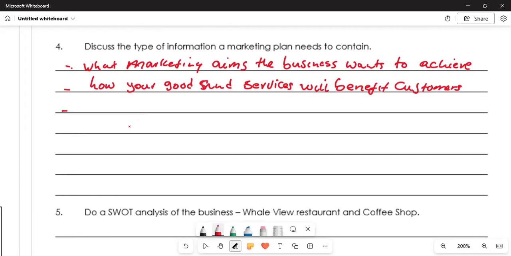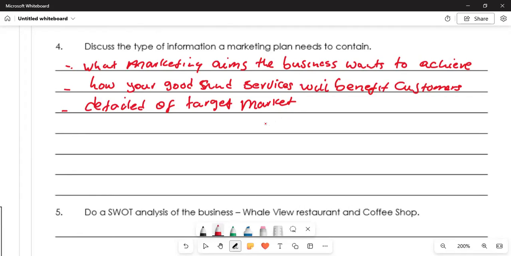Also, the details about the target market you have identified for your business. Details of the target market. It is very important as well that you have to know.